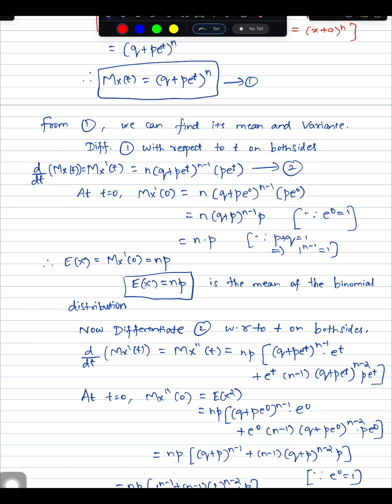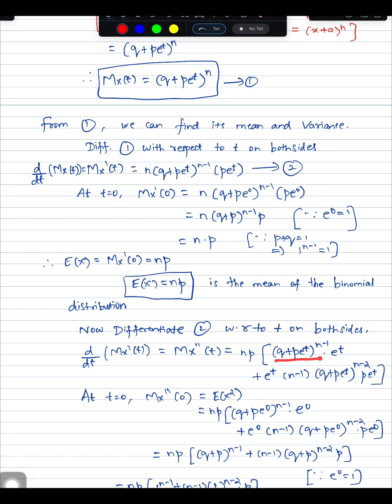But then how will you differentiate? You have here n and p, these are constants, so take them outside. You only have this quantity and e power t multiplied together. So I just took everything and I'm going to use only these quantities, that is (q plus p e power t) power n minus 1 into e power t. I'll assume this as some u and this as some v, and I will use the uv method. So keep this term and differentiate e power t, which is e power t only, plus keep e power t and differentiate this term.